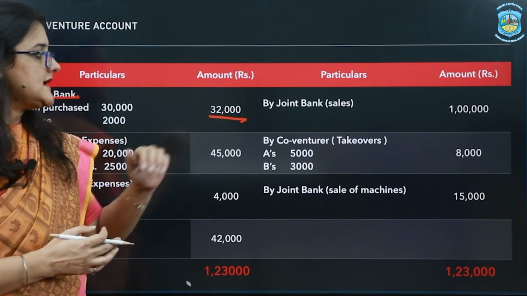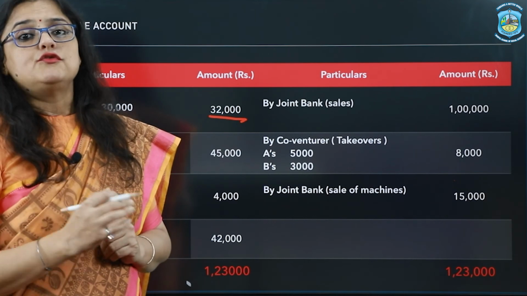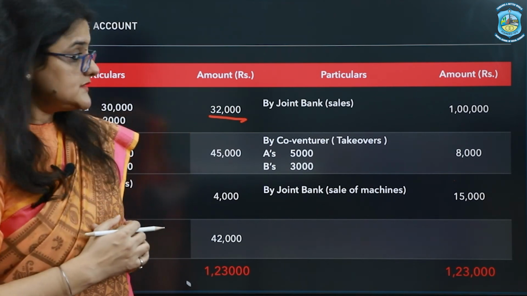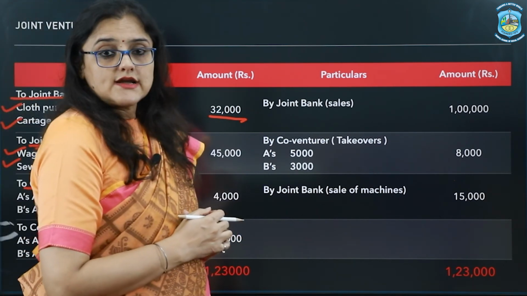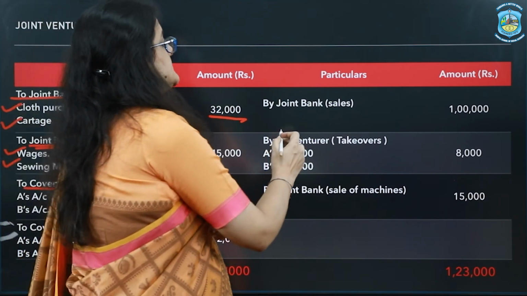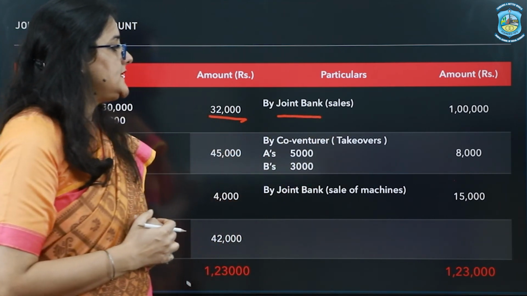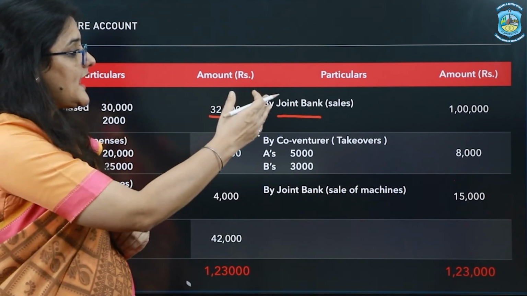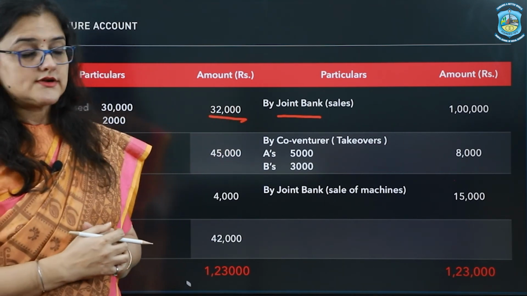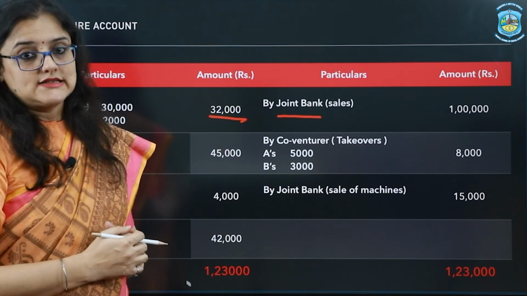Moving on to the credit side, there is a sale of 1 lakh worth of shirts. So anything which is an income of the joint venture comes in the credit side. So this money is being credited into the bank account. So 1 lakh is recorded in the credit side of joint venture account against the sales.